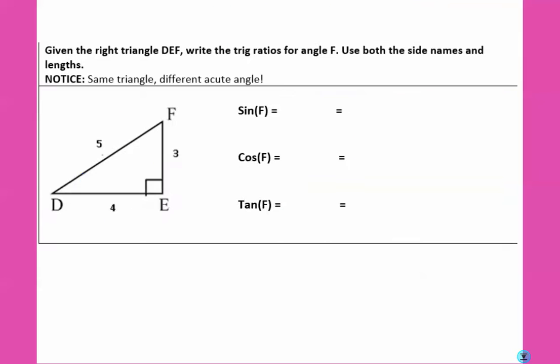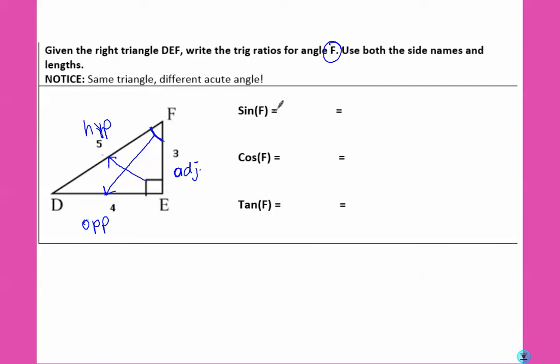Now what if we use the same picture, but we're looking from a different angle? We're looking at angle F. That's this angle up here. So go across from that. That would be your opposite side. Across from the right angle is still the hypotenuse. And then the other side is your adjacent. So basically, if we're looking at a different angle in the same triangle, the opposite and adjacent sides would switch.